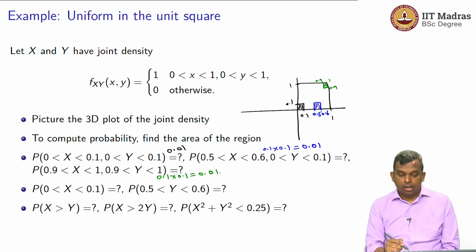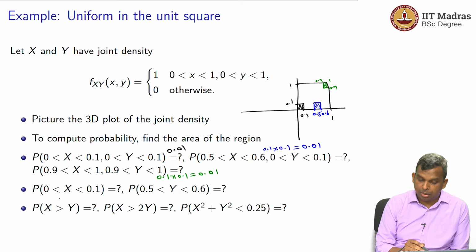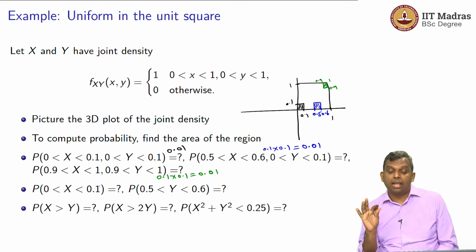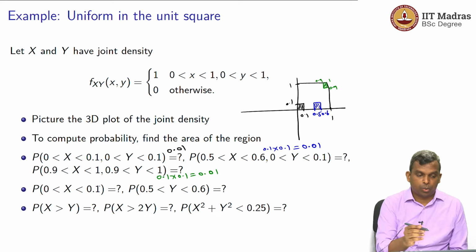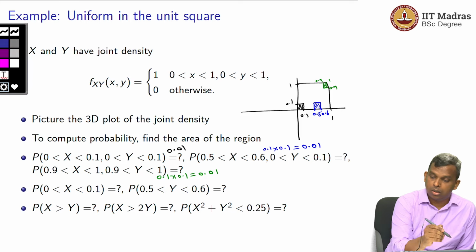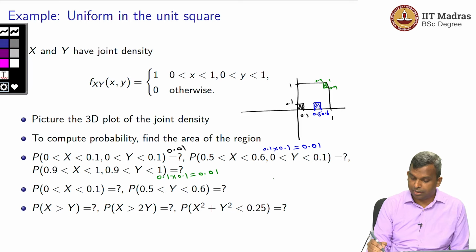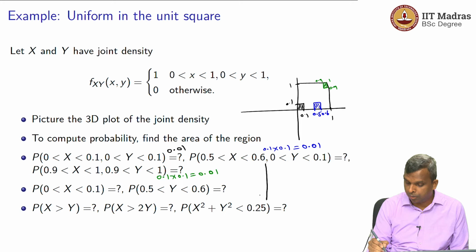Okay. The next calculation that's being asked here is x between 0 and 0.1. That's it. Nothing on y. x is between 0 and 0.1. So how do we do this? Let me draw one more set of axes for this. That will help, I think. 0, 1 and 1 here.